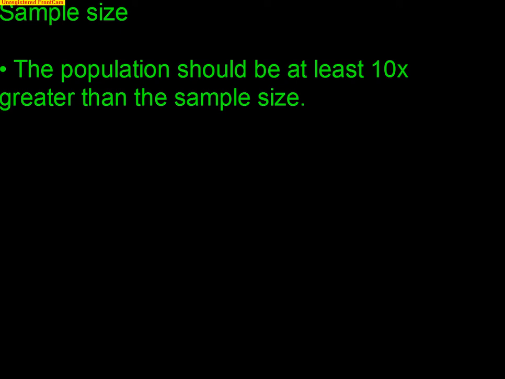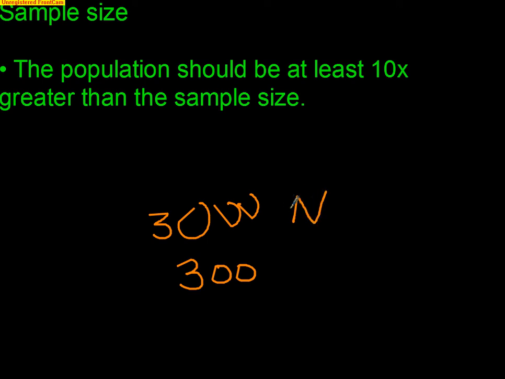So, at Palmdale High, let's say that we have 3,000 students. The largest sample we could get would be 300. So this is our capital N for population. Our maximum sample size is going to be 300. So if our population is 3,000, the biggest group we want to sample is 300.